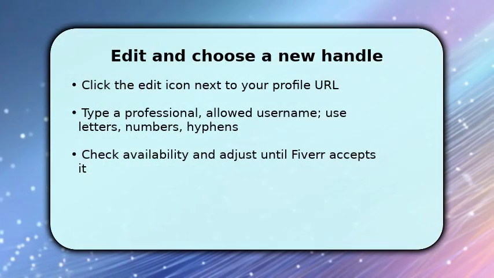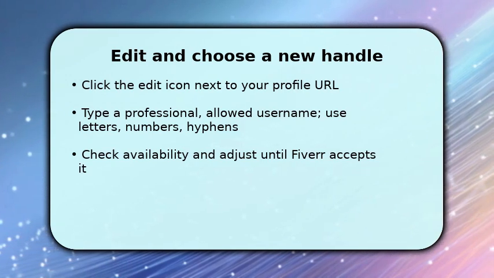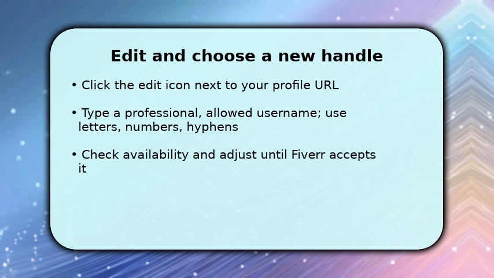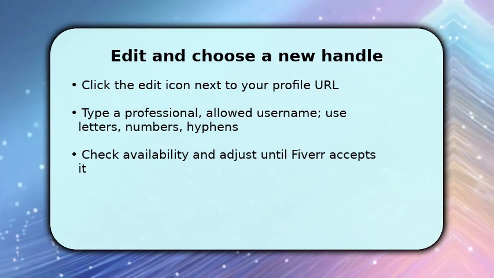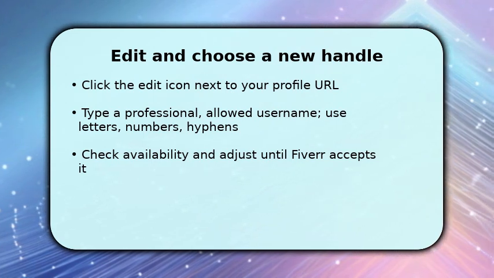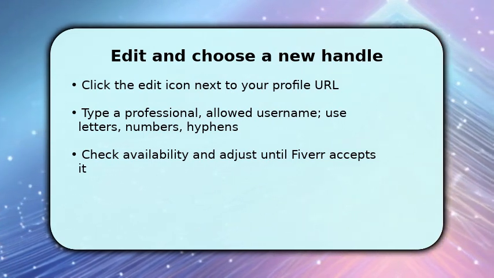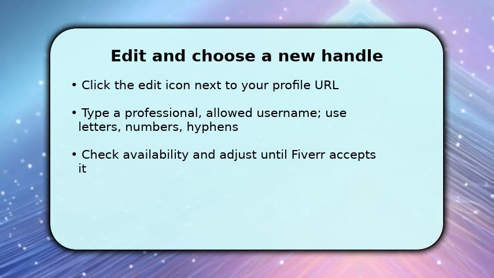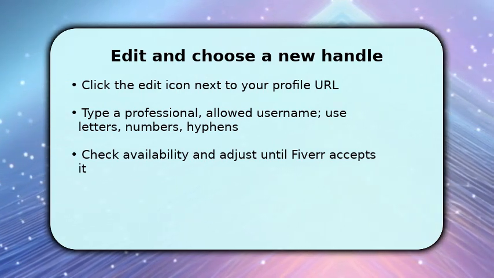Click the pencil or edit icon next to the public link. You type a concise, brand-aligned handle. Use letters, numbers, and hyphens only because Fiverr blocks special characters. Once you enter a candidate, Fiverr validates availability instantly. If it's taken, tweak it using numbers or a short modifier. Make sure it's memorable and consistent with your gig names.